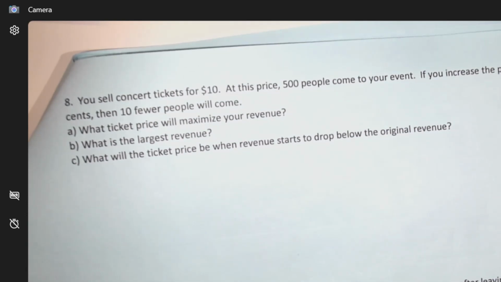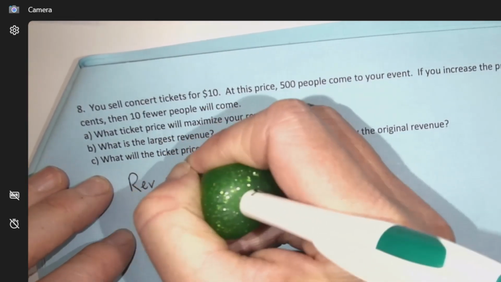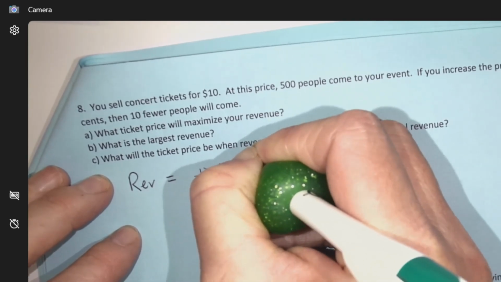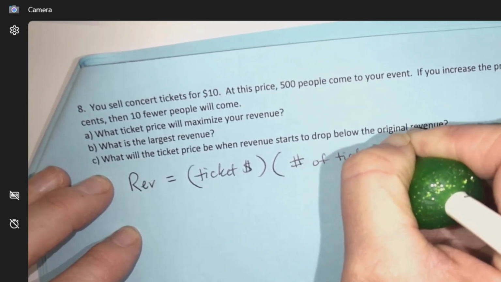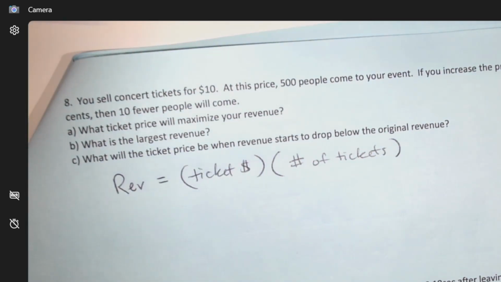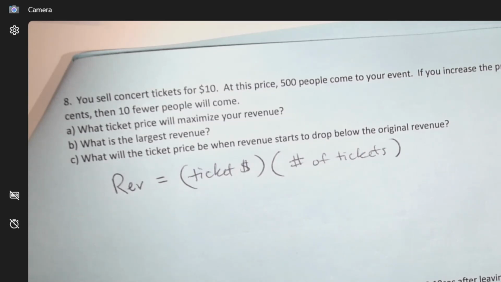Okay, you're selling concert tickets, so we're going to talk about revenue, making money. In this context, you're going to make money from how much your ticket is times how many tickets you sell, right? That makes you your money. So if your tickets are $15, you sell 10 tickets, you're going to make $150. Okay, so here we go.